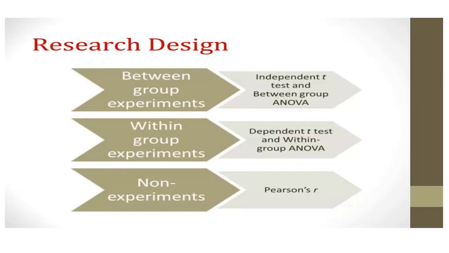Now, also regarding the research design, we can do three kinds of experiments, what we might call between group experiments. In that case, when we're comparing between groups, we are going to use the independent t-test and the between group ANOVA. We can also do within group experiments, and in that case we would use the dependent t-test and the within group ANOVA. And finally, we can just have non-experiments where we just look at the correlation, and in that case we just use Pearson's R.